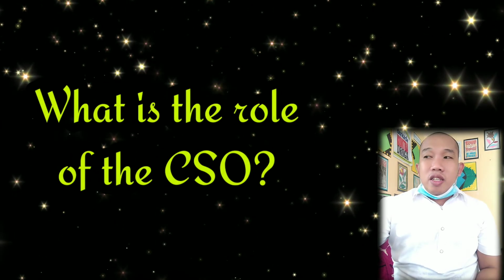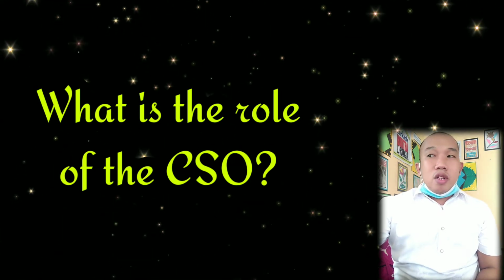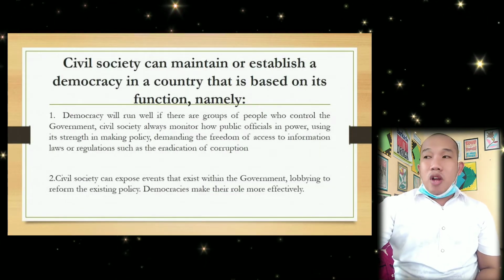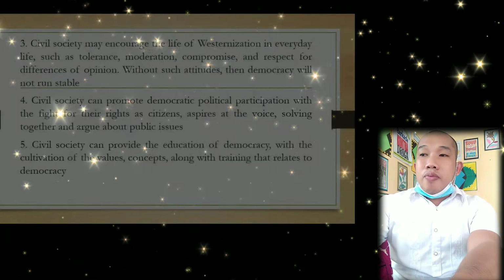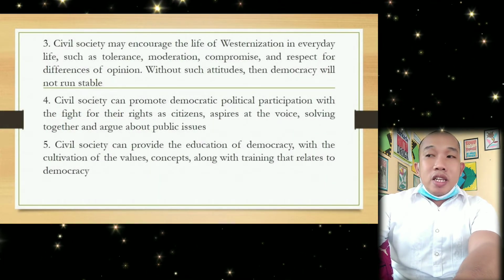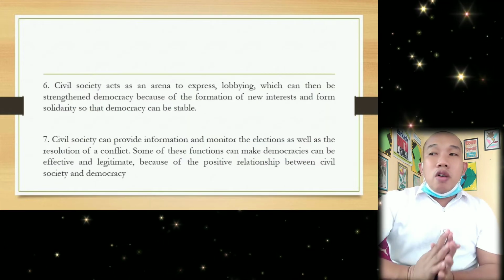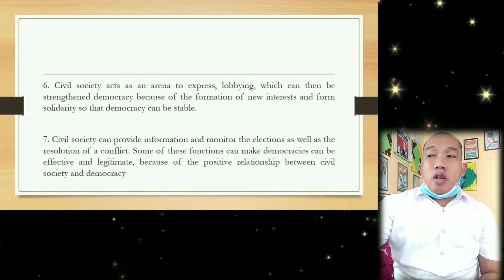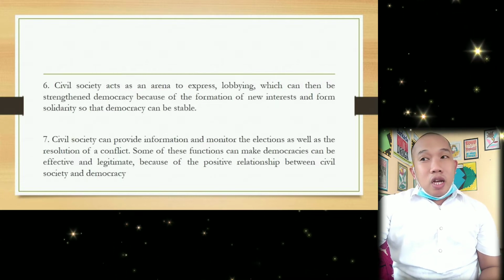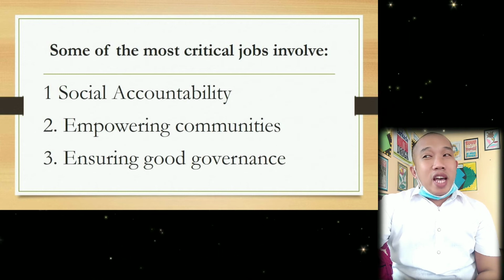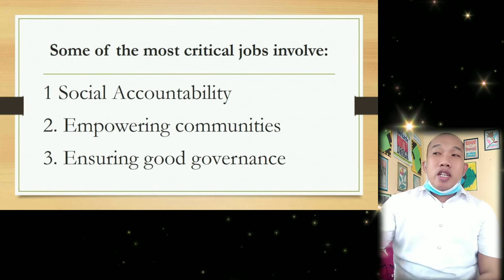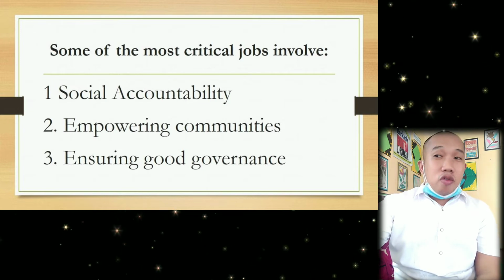So what is the role of the civil society? All these are shaped by world events, through the struggles and the creative technological events. It provides a way to engage productively in this process and to keep tabs on new developments, working together for the common good. That is the purpose or the role. The second question is, what do you think are the critical jobs of the civil society? Anyone? Okay, very good. We have social accountability, empowering communities, and ensuring good governance.